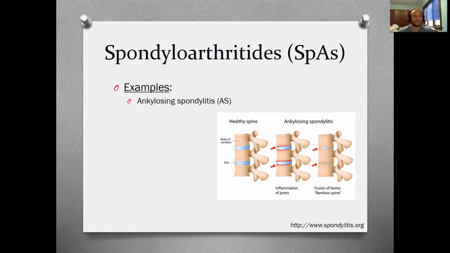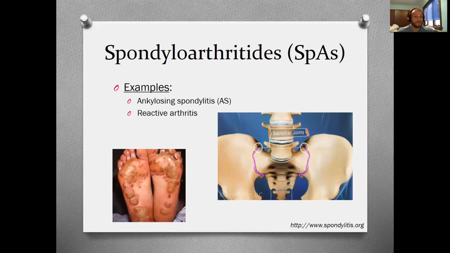Another type of spondyloarthritis is reactive arthritis. Reactive arthritis causes pain, swelling, and inflammation of the joints. And the big thing about reactive arthritis is that it typically causes problems in the sacroiliac joints, which you can see listed here, and some of the more exterior parts of the body, such as the toes, fingers, and feet. In this condition, you may also have swelling of the digits or fingers, which are termed sausage digits, which you can see here in the picture.